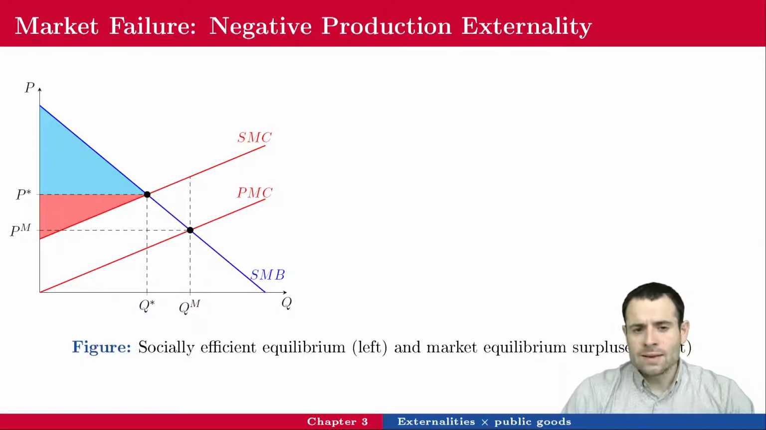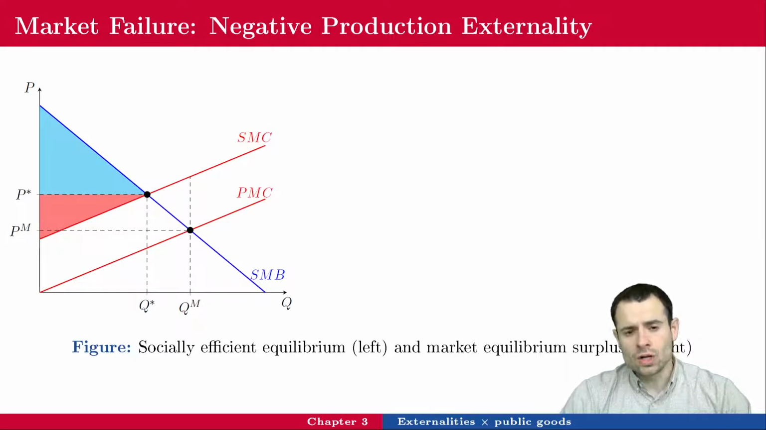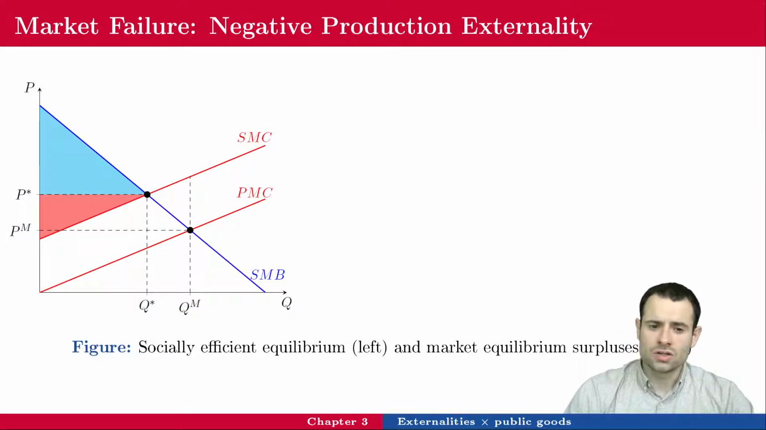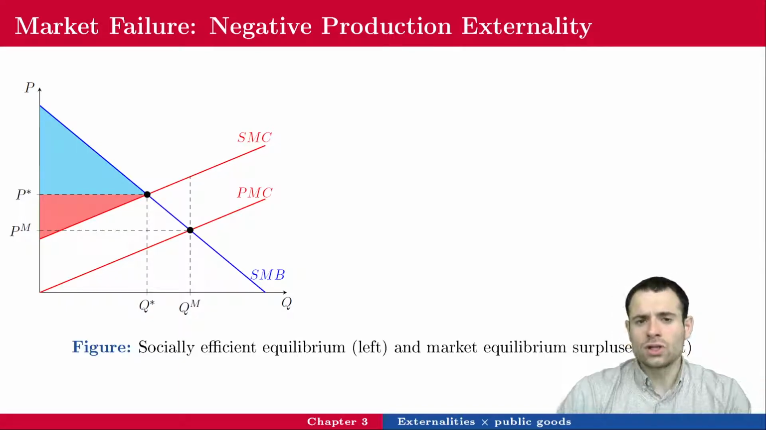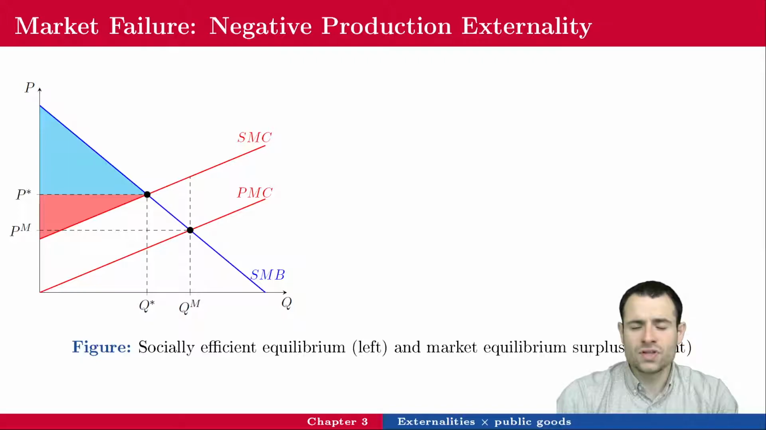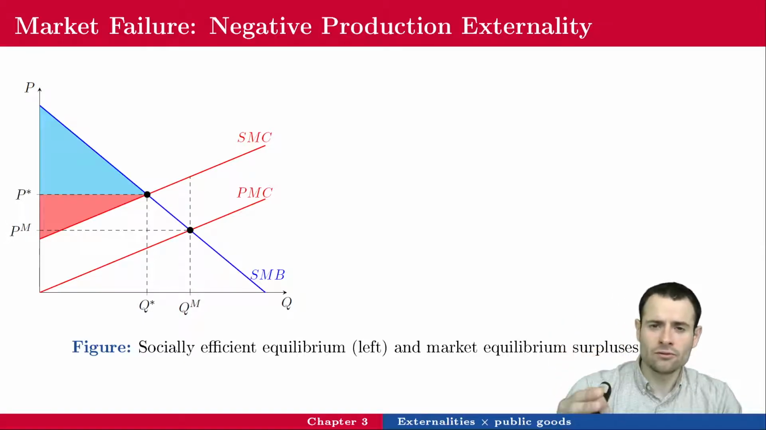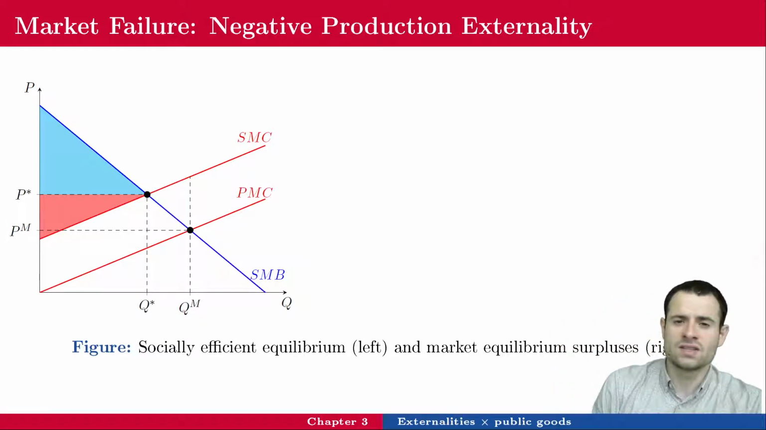The curves SMC and PMC represent respectively the social marginal cost and the private marginal cost. The private marginal cost is the supply function of the firm producing a good and whose production generates negative externalities. The social marginal cost is the marginal cost of producing that good from society's point of view, taking into account not only the firm itself, but the rest of society as well.